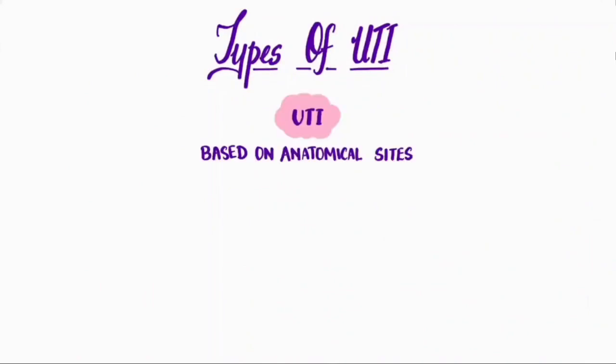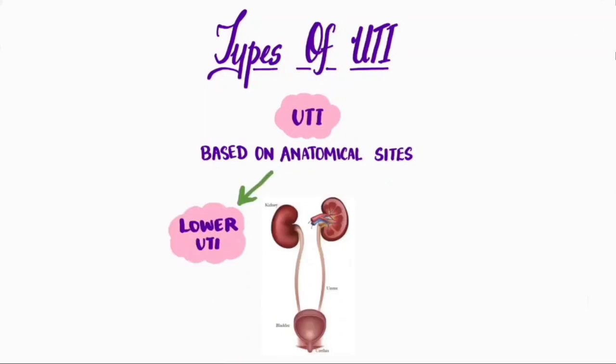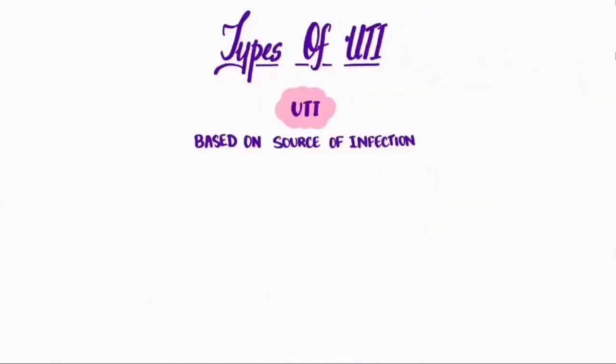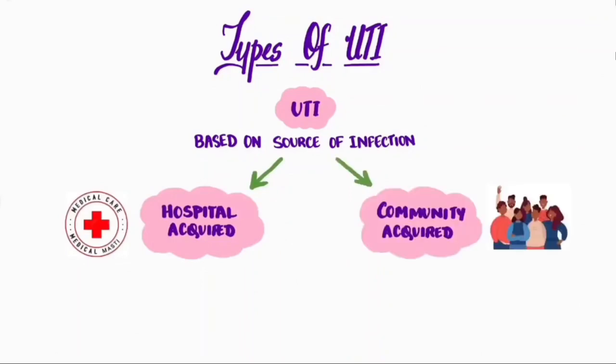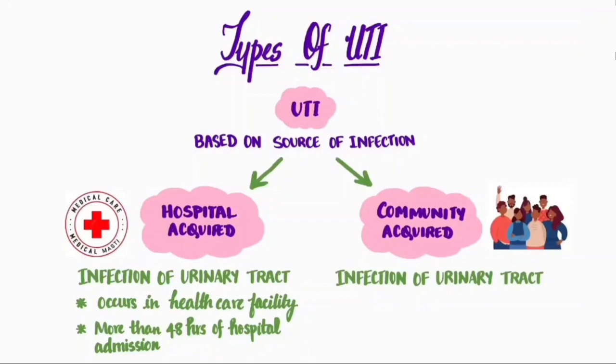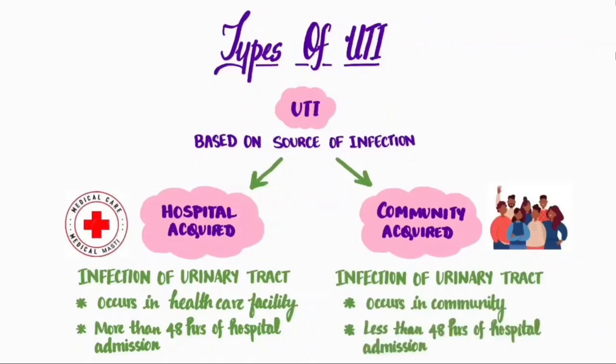Now, let us see the types of UTI. Based on anatomical sites, urinary tract infections are classified into lower and upper UTIs. Lower UTIs are more common and involve the urethra and the bladder. Upper UTIs are less common and involve the kidney and the ureter. Based on the source of infection, UTIs can also be classified as hospital-acquired UTI and community-acquired UTI. Hospital-acquired UTIs are infections of the urinary tract that occur in the healthcare facility, more than 48 hours after hospital admission. Community-acquired UTIs occur in the community, less than 48 hours after hospital admission.